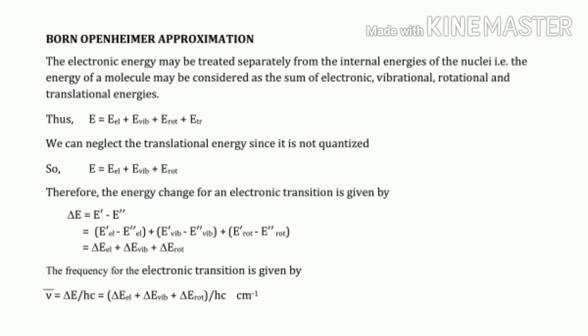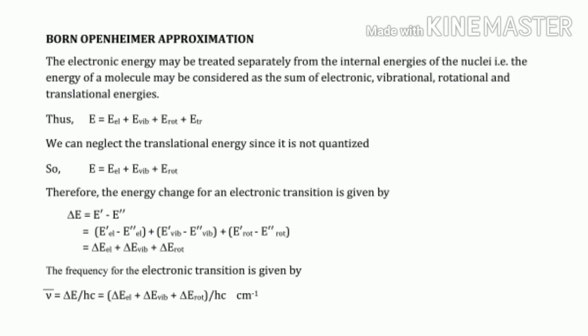Considering this, in 1927, Max Born and J. Robert Oppenheimer suggested that it was a good approximation to treat the motion of the nuclei and the electrons as independent of one another.